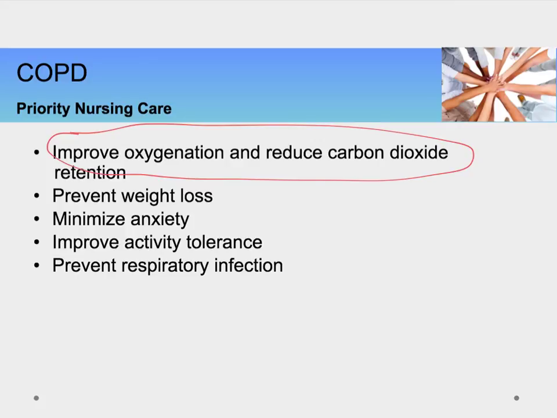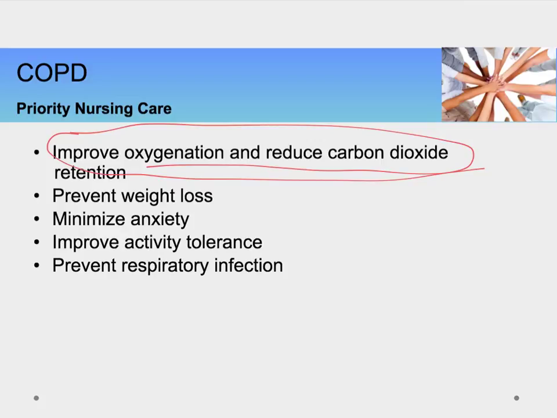There's an intervention that we know of called pursed-lip breathing. Pursed-lip breathing is a way to slow down a person's breathing so they breathe in their nose and out their mouth with pursed lips. That helps them to improve their oxygenation and reduce carbon dioxide retention. It's an organized way to breathe in and breathe out.